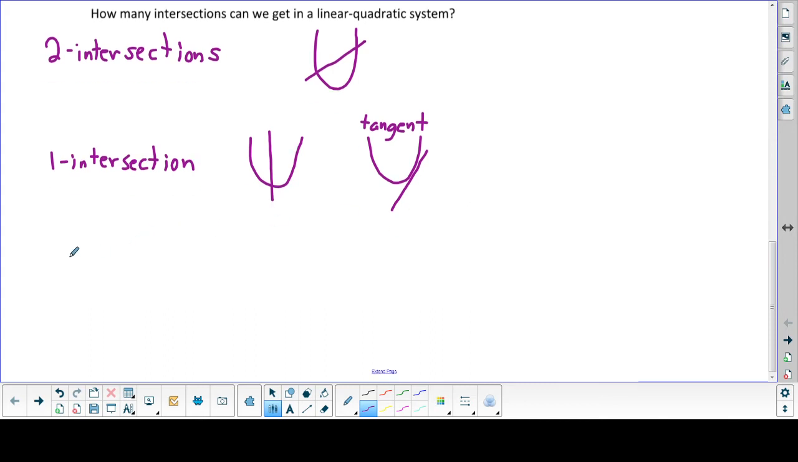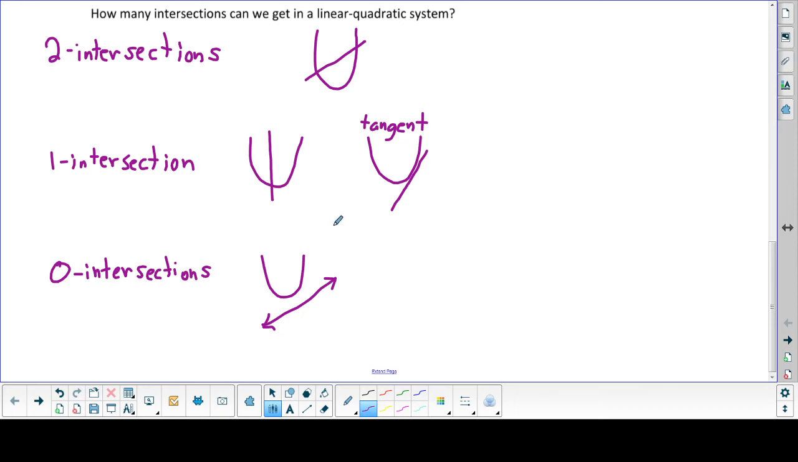Okay. Let's try, what about 0 intersections? Could we have 0? Yeah, we could. So we could have a parabola, and the line could literally just miss it. Of course, all these lines and parabolas go forever. I'm not drawing all the arrows, but okay. So we could just have 0 intersections.